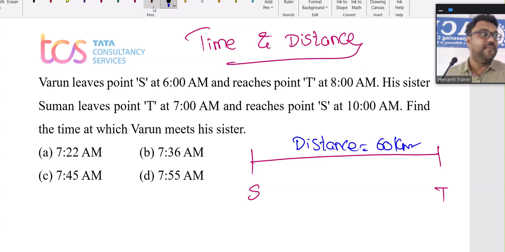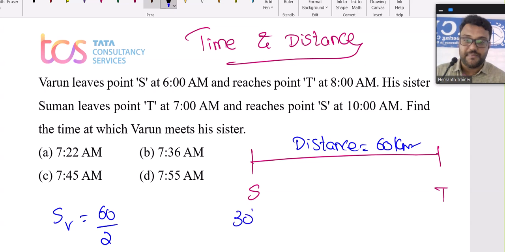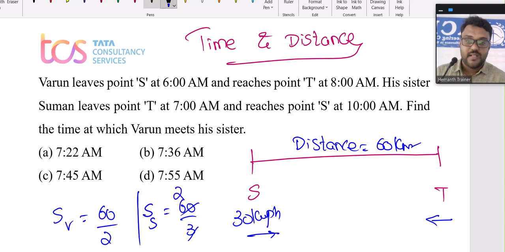Varun is traveling for 2 hours. In 2 hours he'll cover how much distance? The distance we assumed now is 60. So he covers those 60 kilometers in 2 hours. So what is the speed of Varun? Distance by time, 30 kilometers per hour. What about Suman? Suman is traveling the same 60 kilometers in 3 hours, starting at T, reaching S, 7 a.m. to 10 a.m., 3 hours. So 20 kilometers per hour.